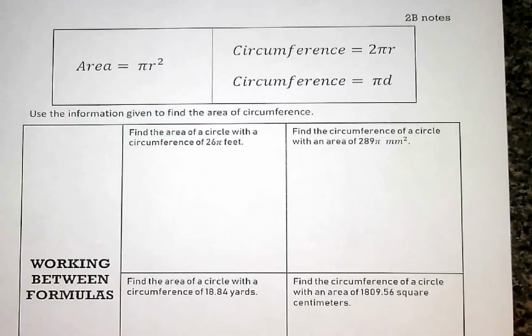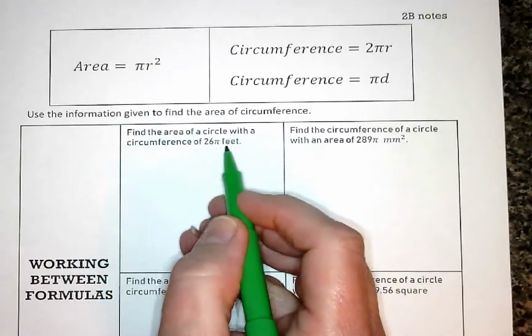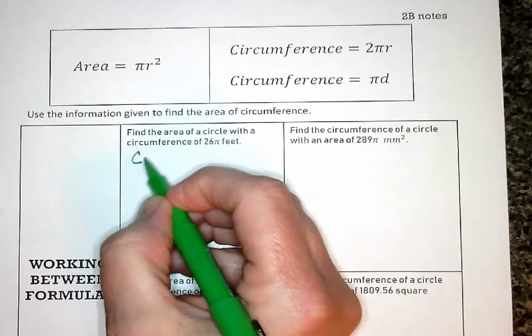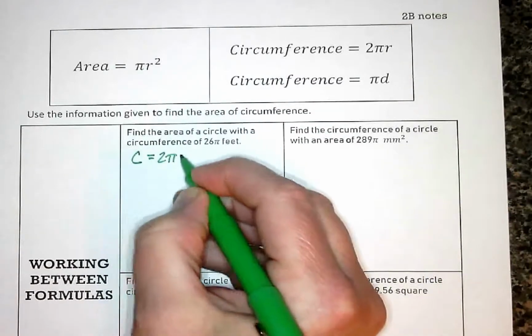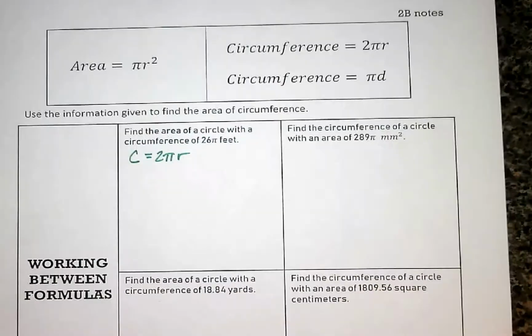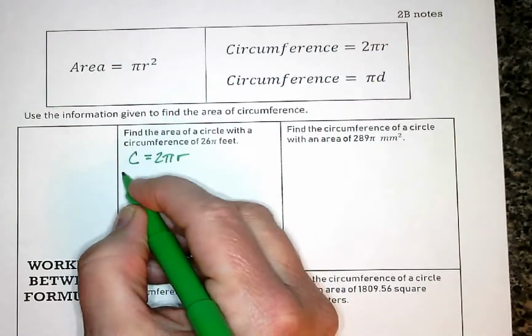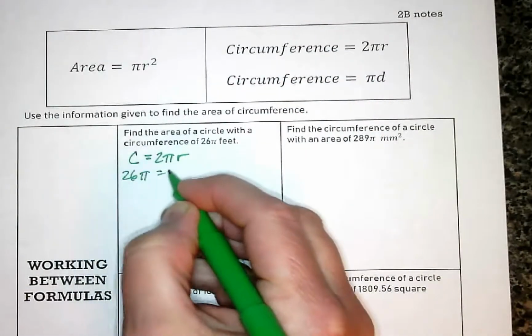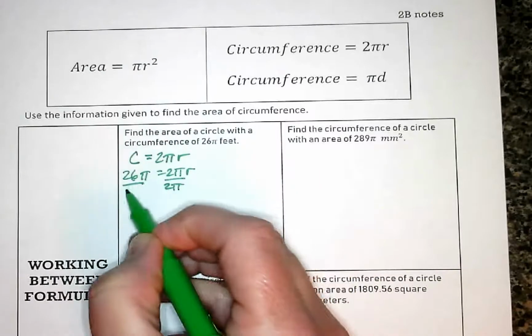So if I know the area, I'm going to find the circumference. If I know the circumference, I'm going to look for the area. So we're going to start out basically the same way we did previously. Find the area of a circle with a circumference of 26 pi feet. So I already know the circumference, so I'm going to start with that. And most normally it's easiest to use 2 pi r because the area formula requires r. So I'm going to fill in circumference. 26 pi equals 2 pi r. Divide by 2 pi.